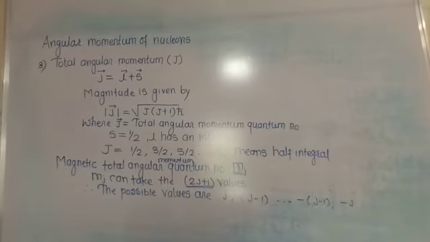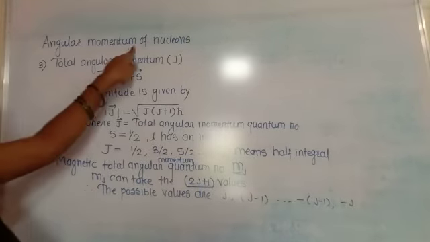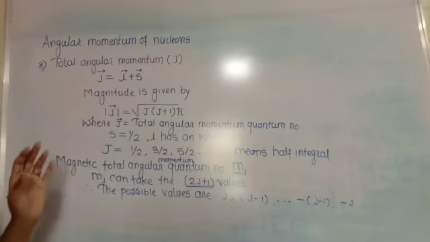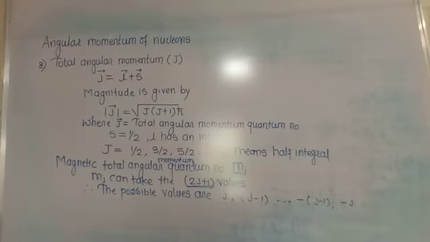So then next one is the total angular momentum of the nucleus. That is the fourth one. This was the angular momentum of nucleons, but we have to study the total angular momentum of the nucleus.